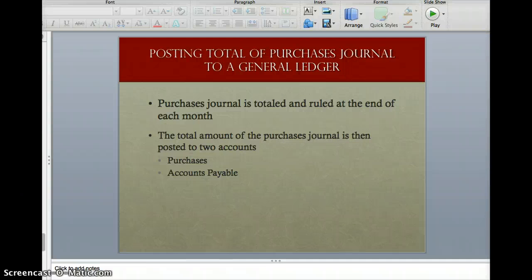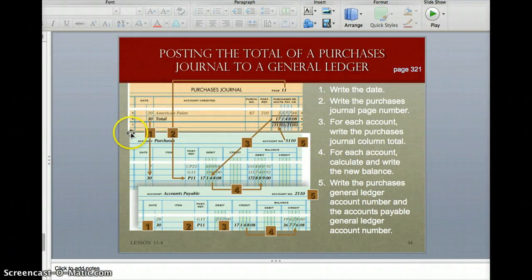Now we're going to post the total of the purchases journal. It's just like the sales journal: it's totaled and ruled at the end of the month. The total amount of the purchases journal is then posted into two accounts. If you look in your purchases journal on page 321, the purchases journal gets posted to purchases and accounts payable.